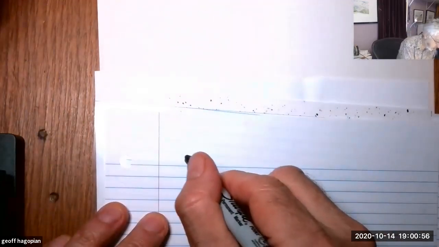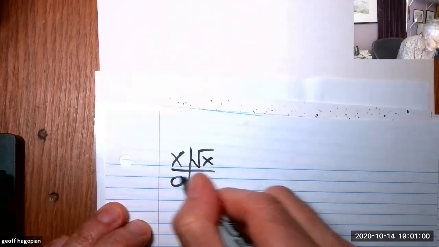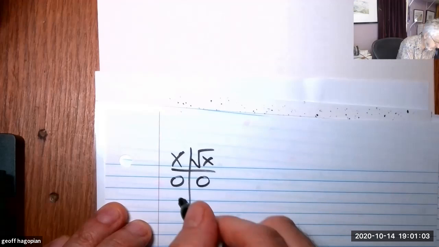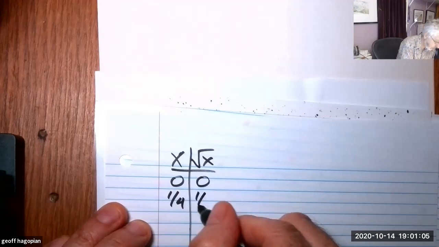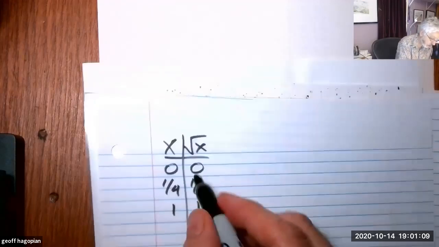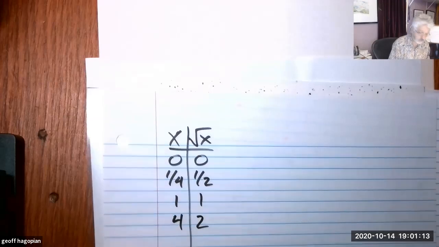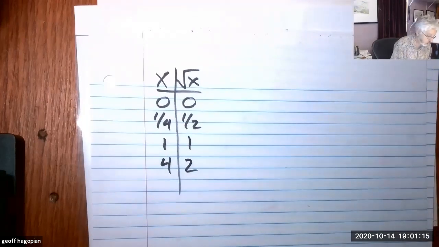So we're going to make a table of values for x and the square root of x, right? So 0, square root of 0 is 0. A quarter, the square root of a quarter is a half. 1, the positive square root of 1 is 1, right? 4, positive square root is 2, right? So then I'm going to make my graph.